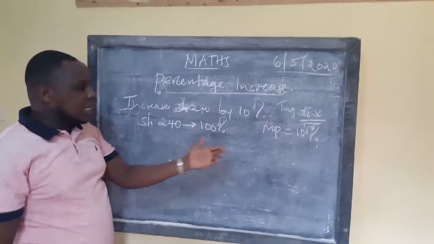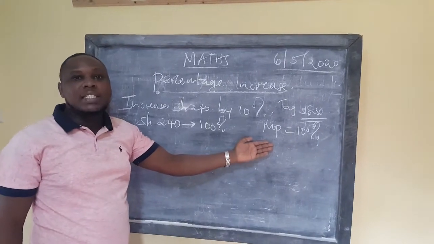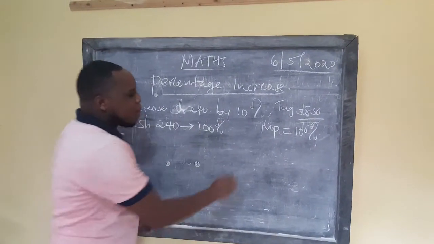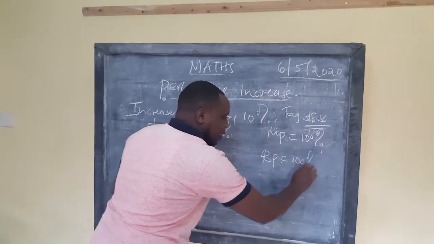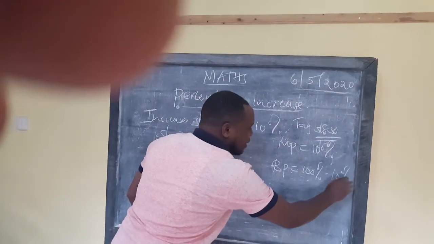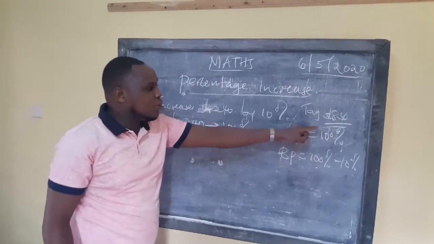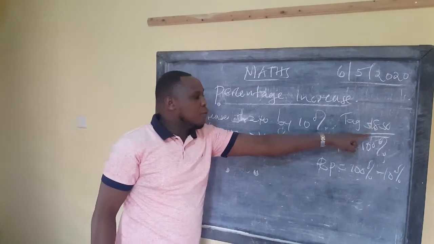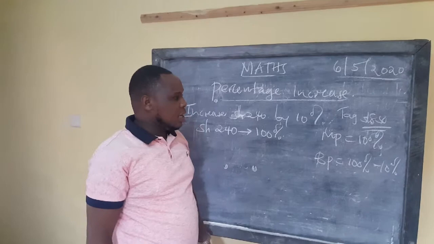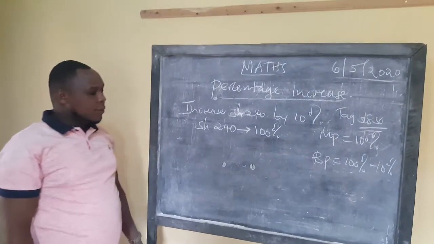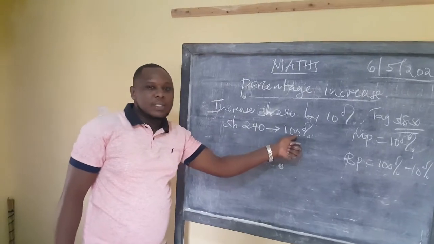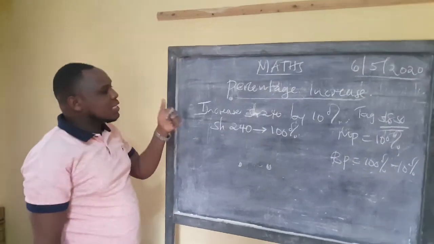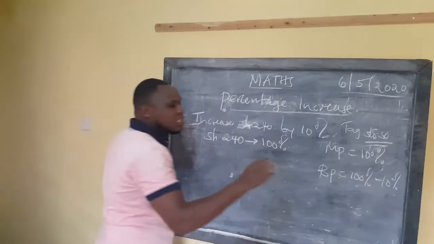If the seller decides to give you a 10% discount, that means your buying price will be 100% minus 10%. You must subtract 10% from the original price to know at what amount you have bought that shirt. So we are saying this is the original amount, which is always 100%. Now we are told increase that by 10%. Increase means a plus.